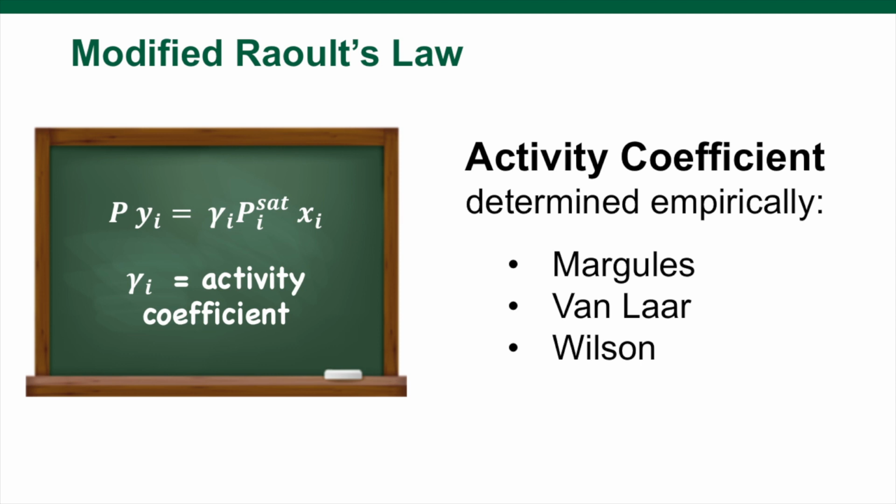The deviation can be predicted by modifying Raoult's law with an activity coefficient. An ideal solution would have an activity coefficient equal to 1. Coefficients are determined for each species and depend upon the other species in solution. They are predicted using empirical models such as Margules, Van Laar, Wilson, and many others. Accuracy of the empirical models varies with the solution properties. Therefore, an appropriate model should be determined based upon the specific mixture of interest.